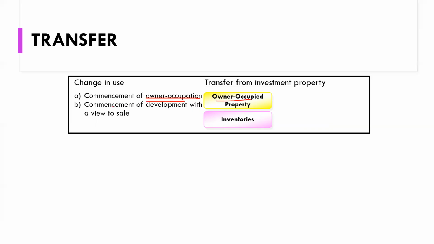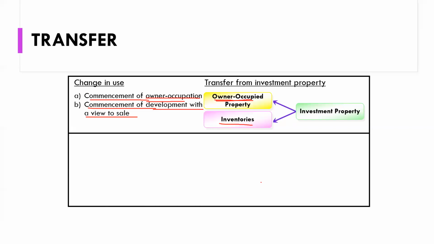Okay, so also pwede na rin na commencement of development with the view for resale. So we are intending it to be sold rather than being used for rentals or capital appreciation. Then we can transfer an investment property to the owner occupied or inventories, depending upon the change of its usage. Okay, so mamaya isa-isahin natin yan.